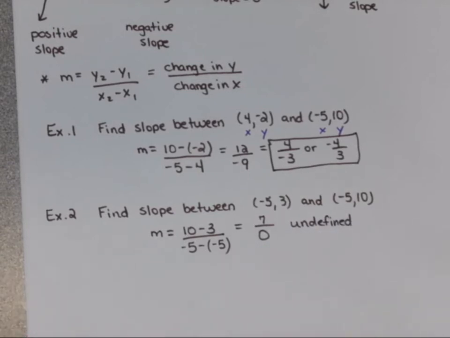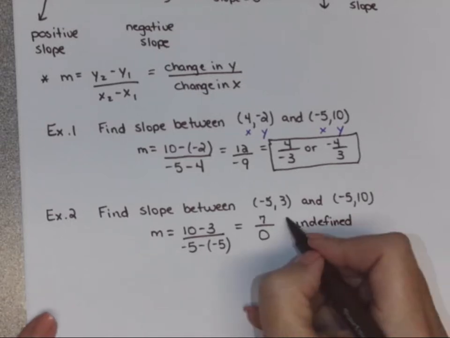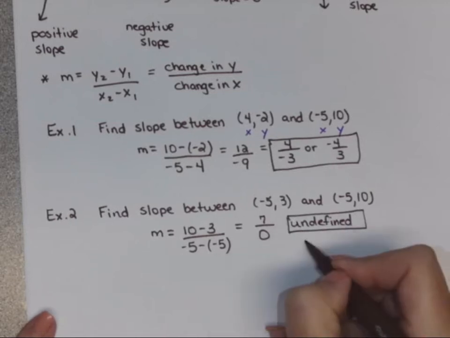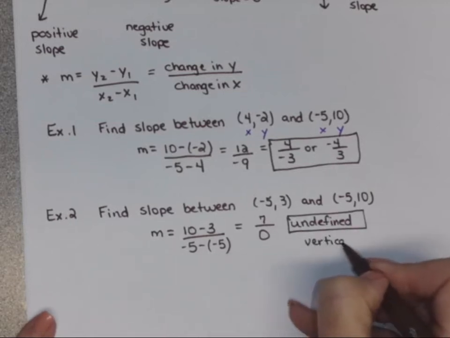But it is going to be undefined, okay? In other words, 0 is not allowed to be on the bottom, so think of the prefix un means not, right? So not defined. So it is going to be undefined if you get 0 on the bottom, and it is going to represent a vertical line.